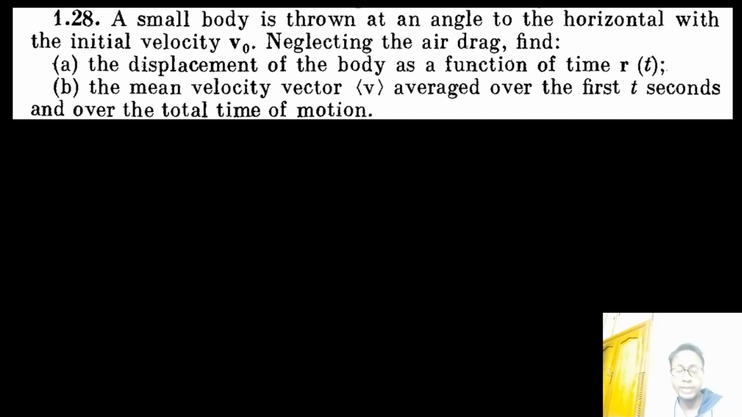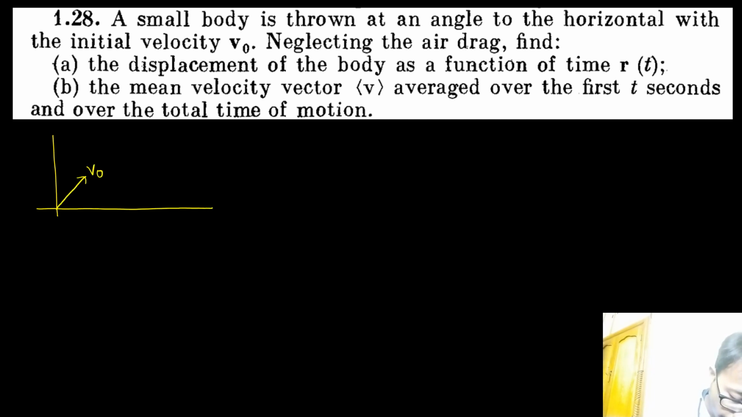Let's look at the third part of the question. The mean velocity vector averaged over the first t seconds over the total time of motion. Here you have to understand the nature of projectile motion. Suppose a projectile is thrown with initial velocity v0 at an angle theta.